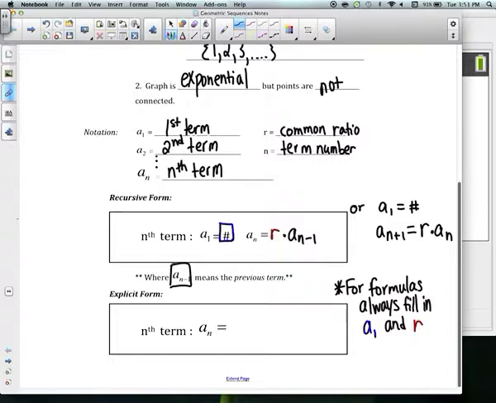The explicit formula, which you would use to find a term value, is going to be, sometimes they'll use parentheses around the ratio or the R. Sometimes they won't. Depends on what it is. But it'll be the first term times R to the exponent of n minus 1, since this is exponential. So we'll just do a couple examples, and then we'll save the second video for the rest of the examples.